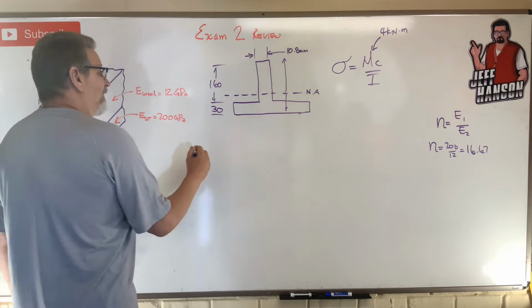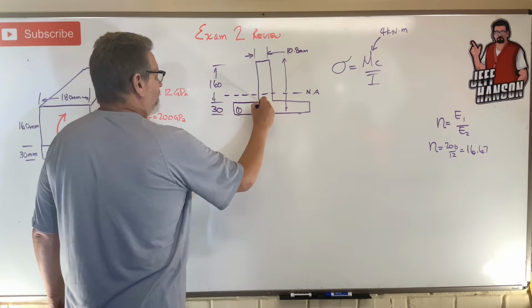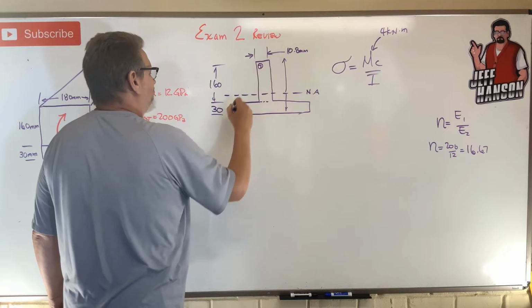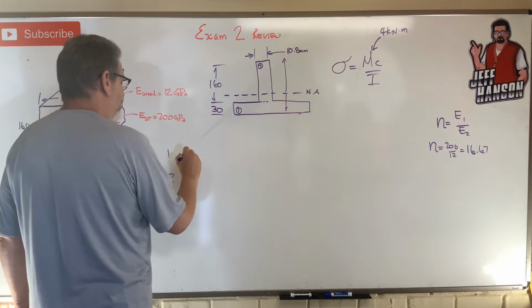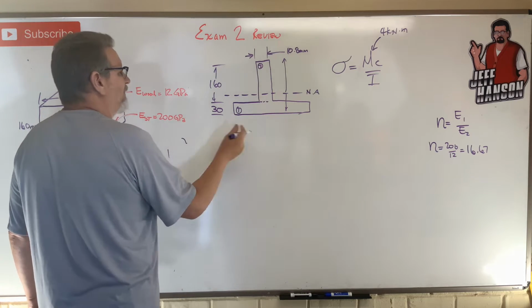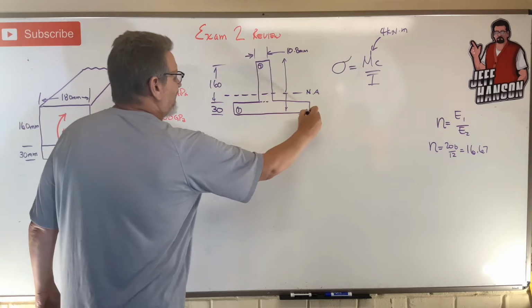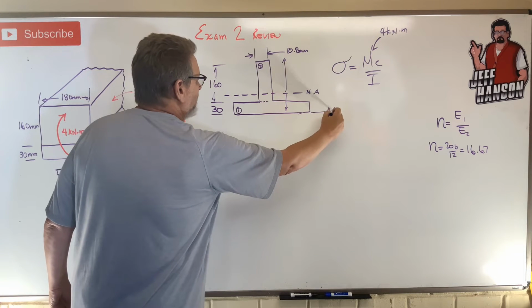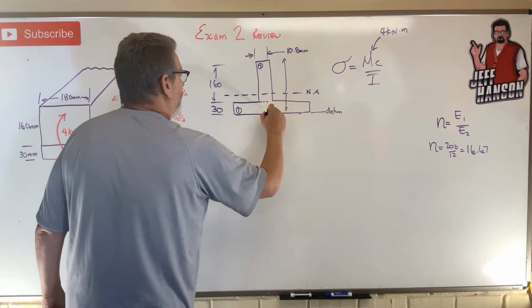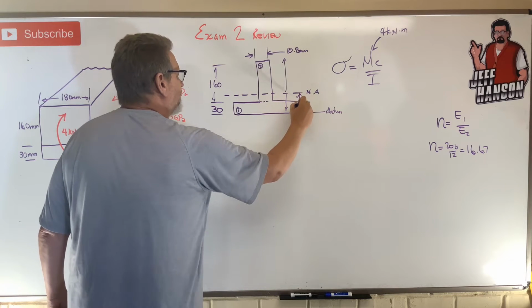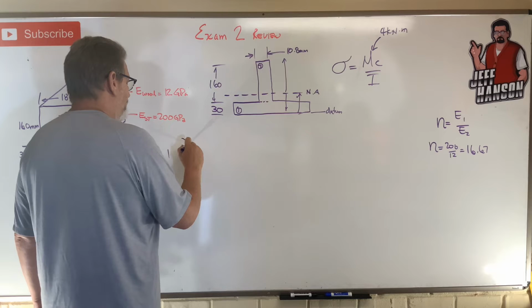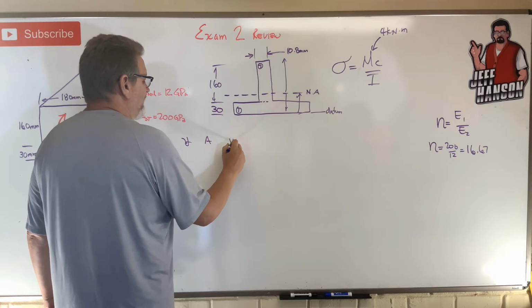That sounds like a perfect job for Centroid Man. So I'm going to divide this into two shapes, shape 1, shape 2. Let's see, what do I need? I need y, don't I? Here's 0. This is my datum down here at the bottom. What I'm looking for is where's that, which is y. So I got y and A and yA.